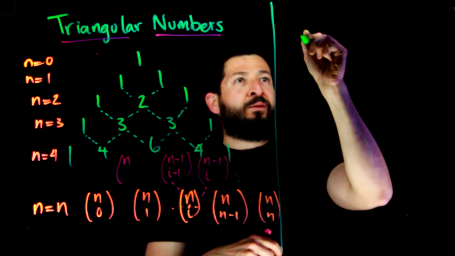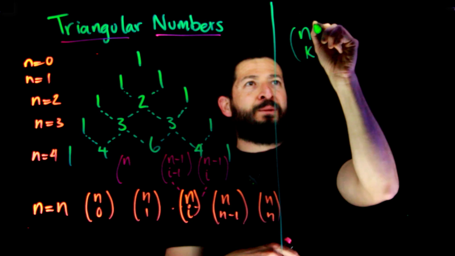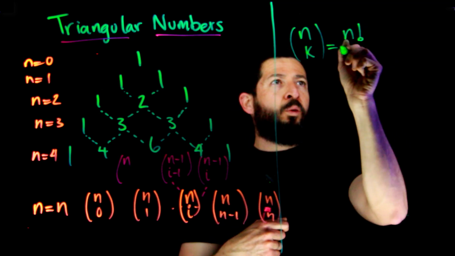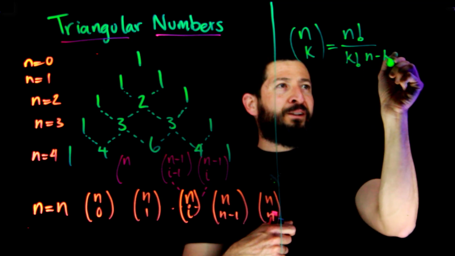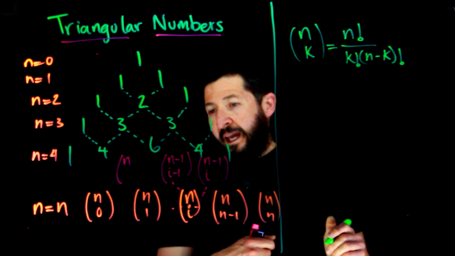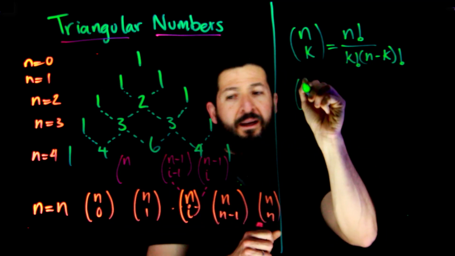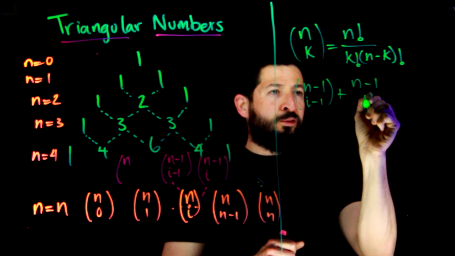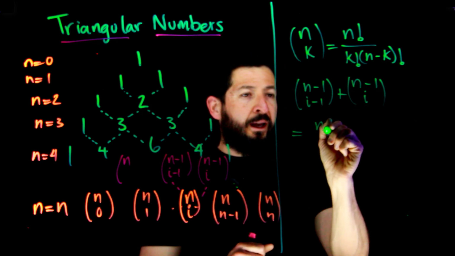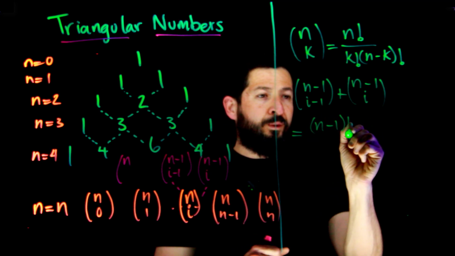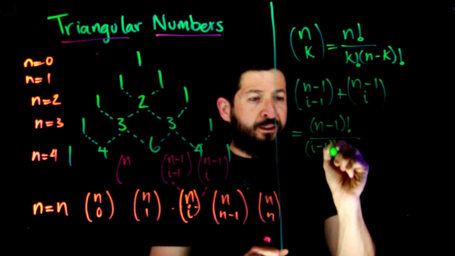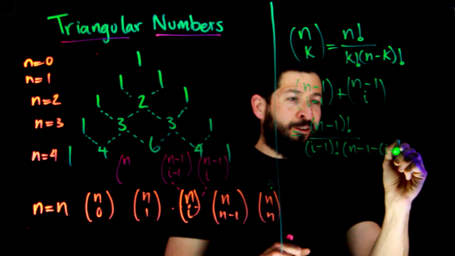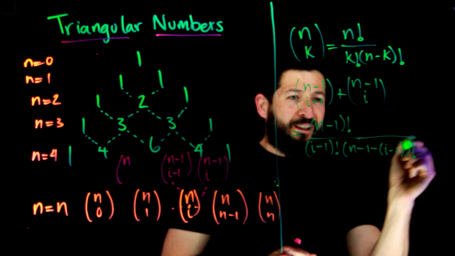And so if you remember your formula for n choose k, which I probably should have mentioned earlier, I may just splice the video, put it before, bring it back in. So n choose k is just going to be n factorial over k factorial times n minus k factorial. And in this case then, your n minus 1 choose i minus 1 plus n minus 1 choose i is going to be equal to n minus 1 factorial over i minus 1 factorial times n minus 1 minus i minus 1 factorial. That was long.